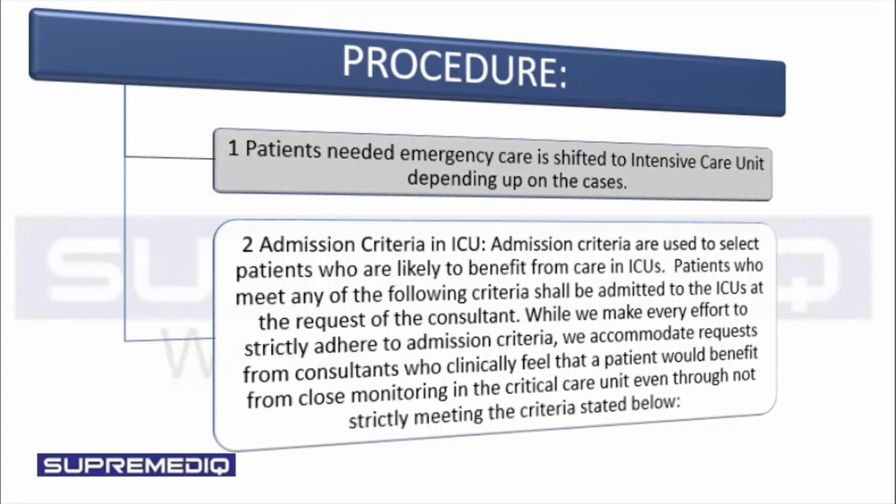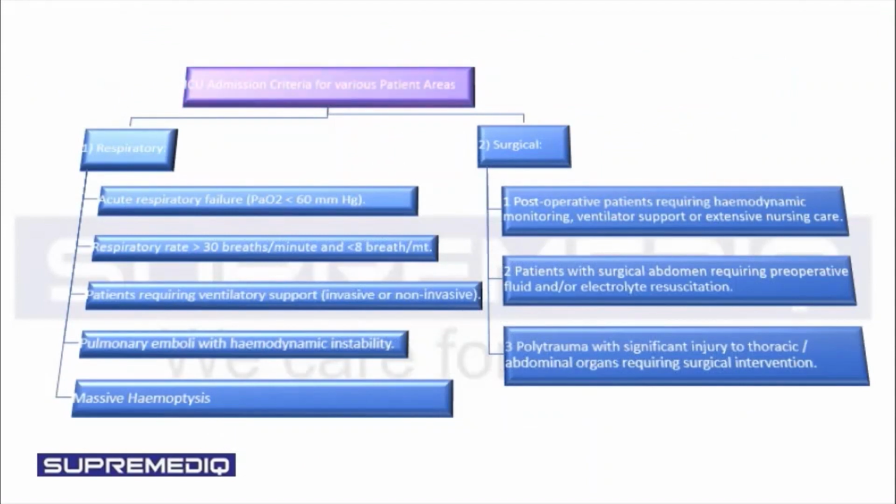While we make every effort to strictly adhere to admission criteria, we accommodate requests from consultants who clinically feel that a patient would benefit from close monitoring in the critical care unit even though not strictly meeting the criteria stated below. 1. Respiratory. Acute respiratory failure, PaO2 less than 60 mm Hg.